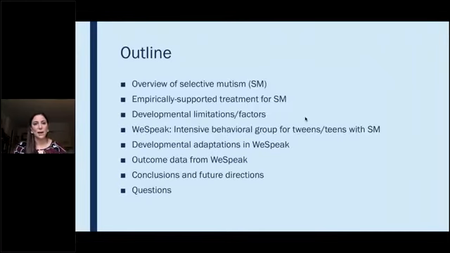For this presentation, I'm going to start off with an overview of selective mutism and then discuss some of the empirically supported treatments for SM, then talk a little bit about the developmental limitations in those existing treatments, and then introduce We Speak, the intensive behavioral group intervention for tweens and teens with SM. Then I'm going to talk about some of the developmental adaptations that were made for the development of We Speak. Then I'll present on some outcome data from We Speak, and then I'll talk a little bit about conclusions and future directions and for questions.